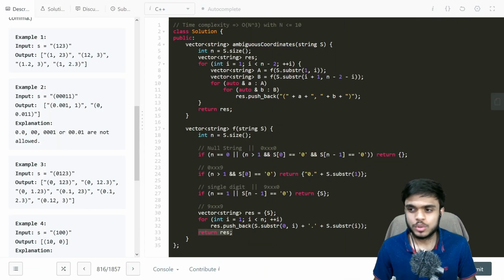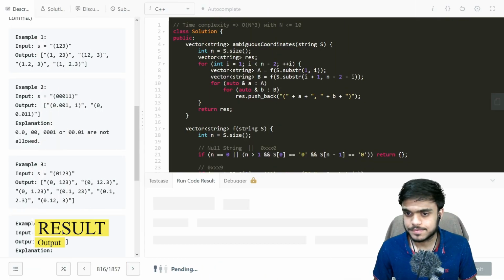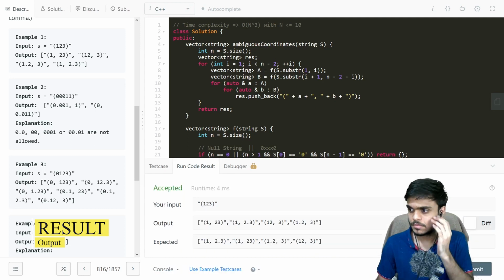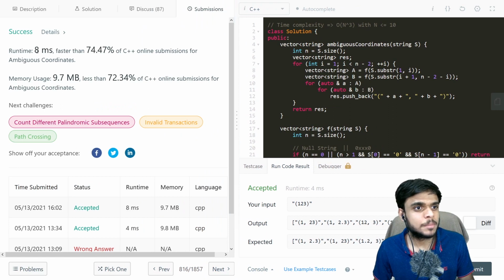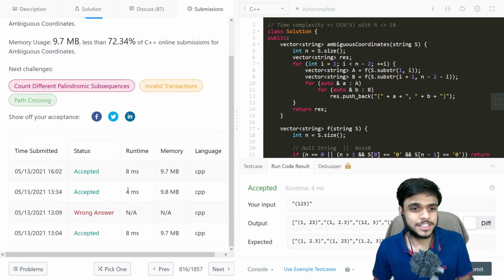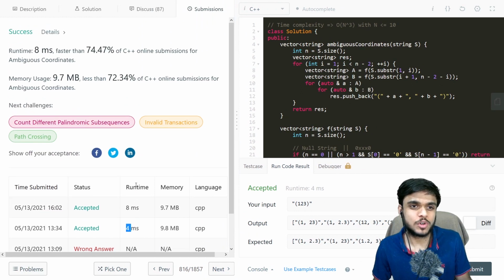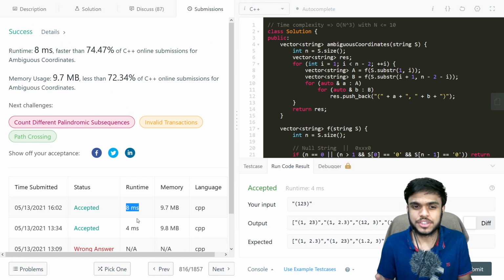Now let us try to run our code. I'll just run it. Now let's just submit it. We are getting a runtime of 8 milliseconds, faster than 74%. But with the same solution, I earlier got 4 milliseconds, which was faster than 90%. Do not worry much about this because it depends on the submission test cases generated at that time.